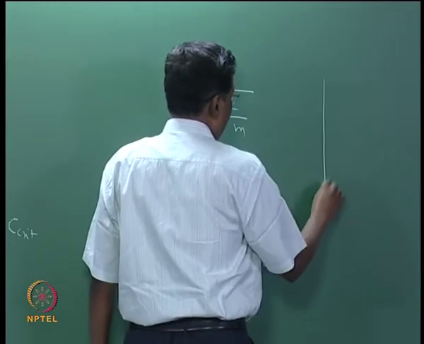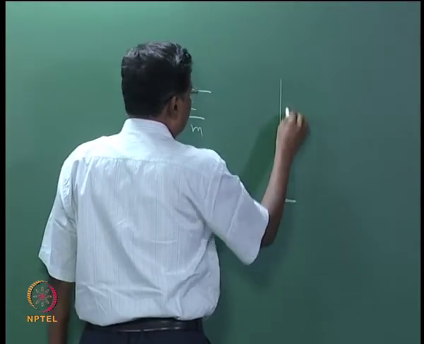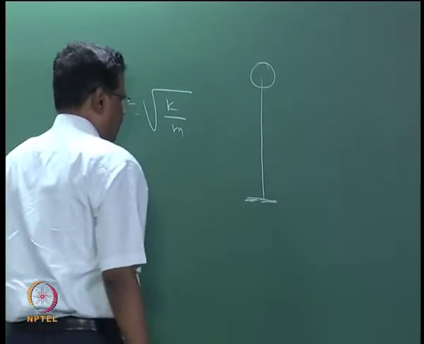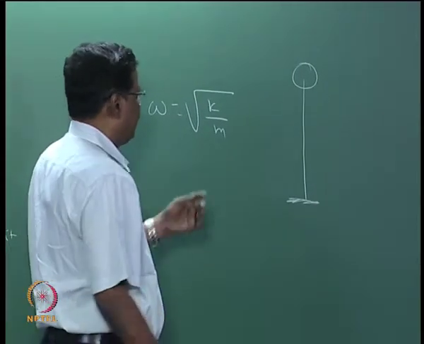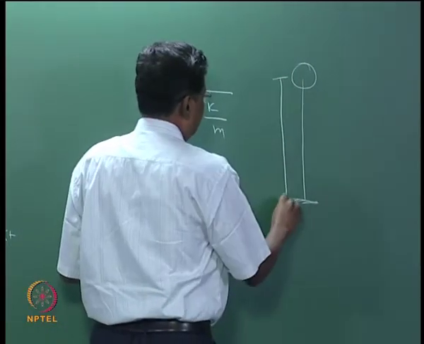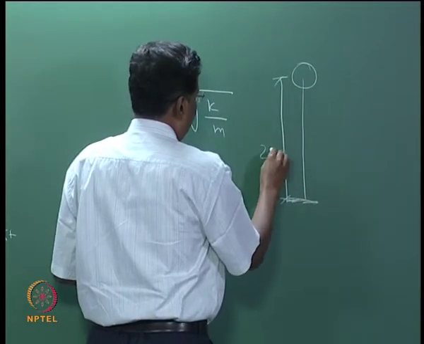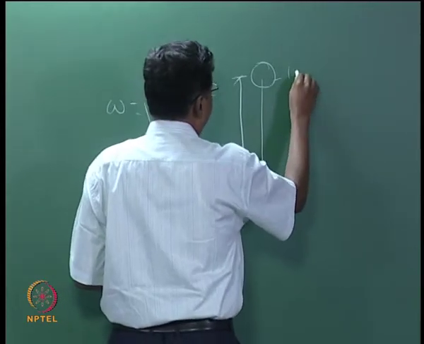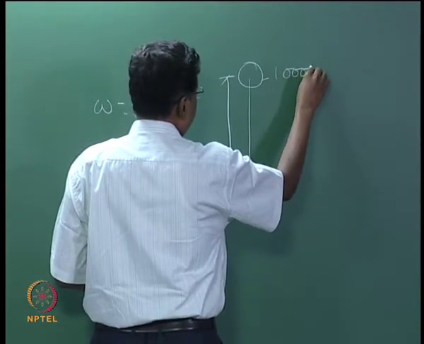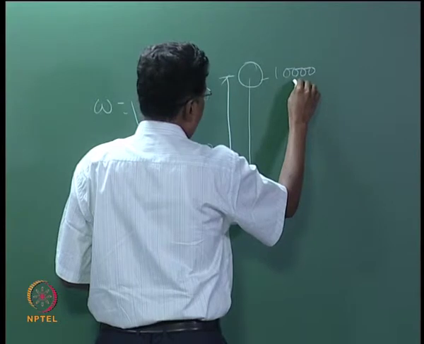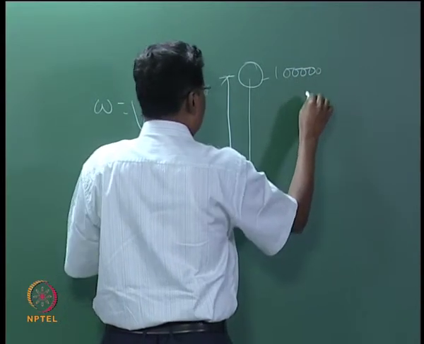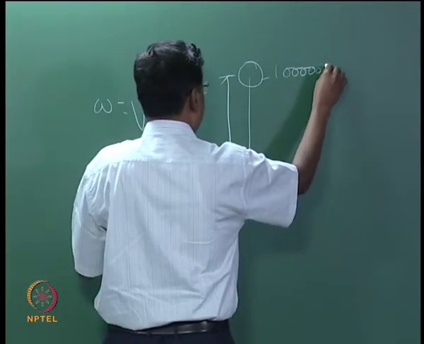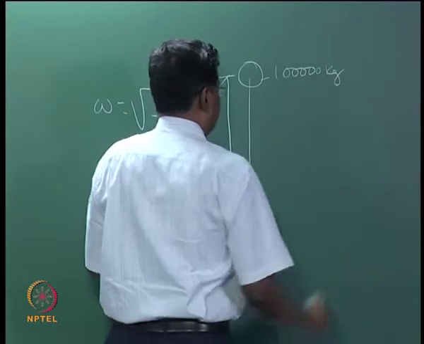So, you have seen the water tank, you will have a mass at the top and the height, let us say, is about 20 meters, designed for 100,000 liter. 100,000 liter means 100,000 kg mass.